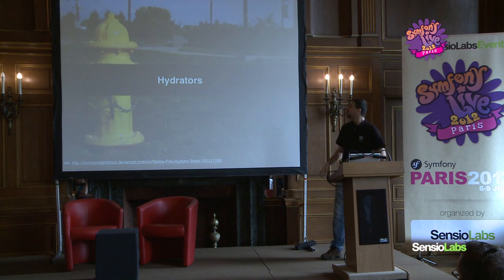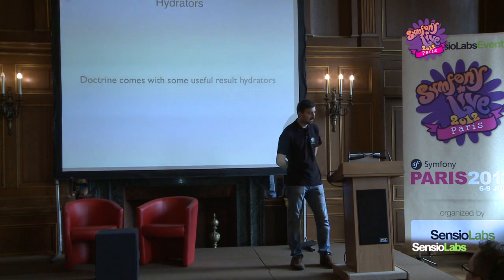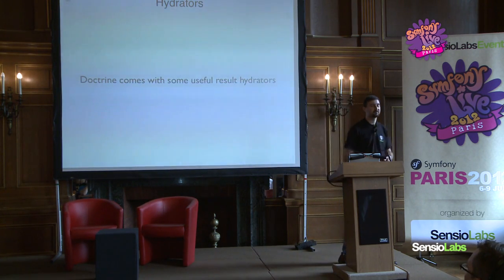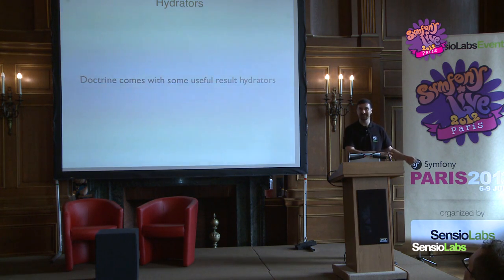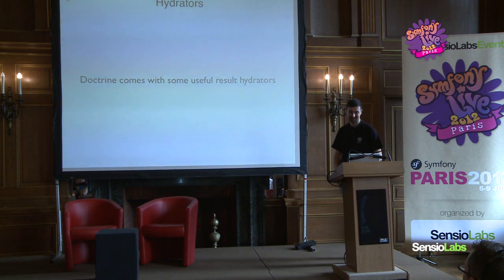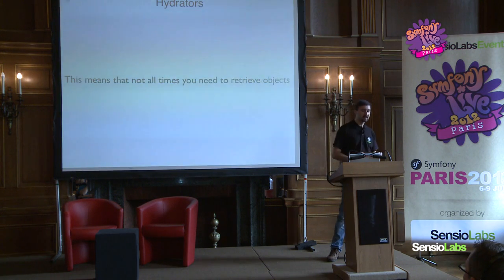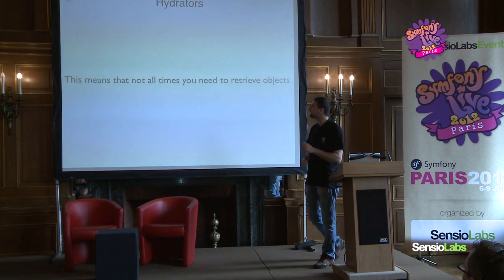Anyway, hydrators. So Doctrine comes with some very useful hydrators, but you can still write yours if you want. But you're going to think, instead of 5 times for a cascade, this is probably at minimum 1,000 times for this one. So this means that not all the time you can retrieve an object. You may also want to retrieve anything different.